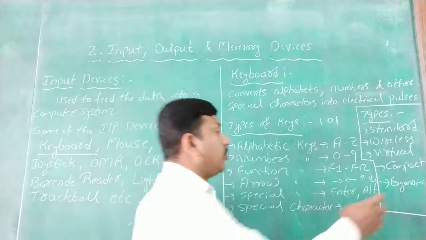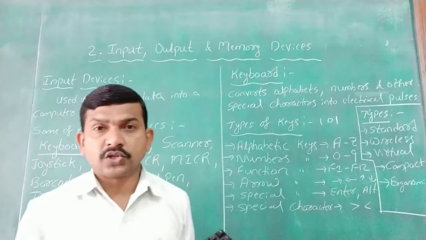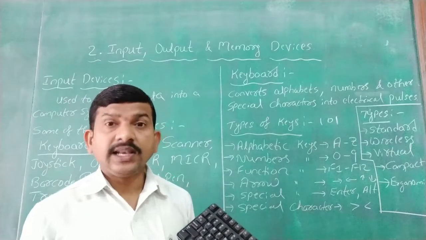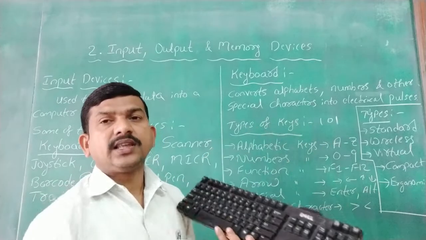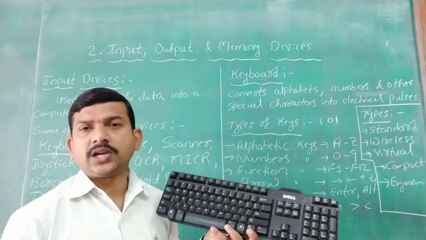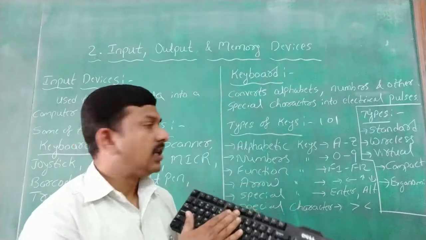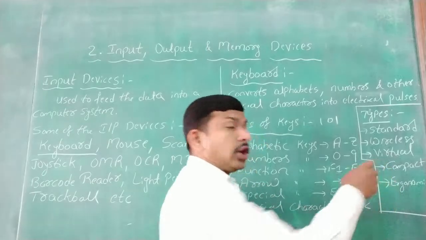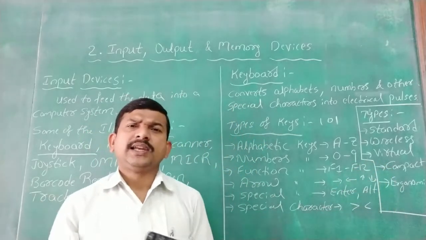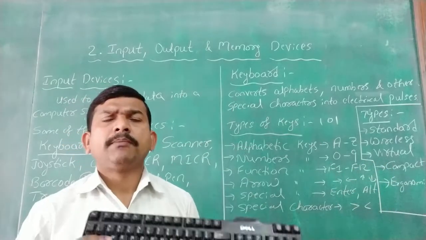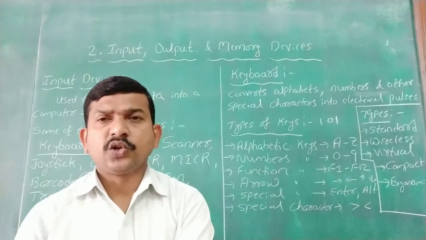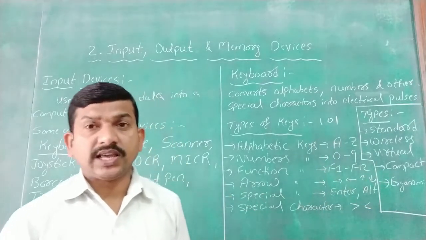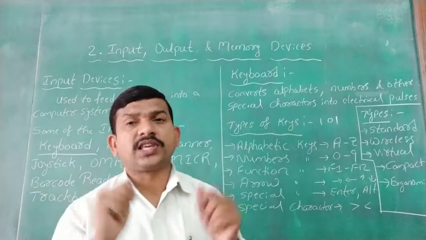Next one is compact keyboard. A compact keyboard is normally used in laptops. In a laptop we are using the keyboard. Those come under compact keyboard. And the last one is ergonomic. Ergonomic looks like standard only, but it's very smooth. Rarely we use that kind of keyboard here.